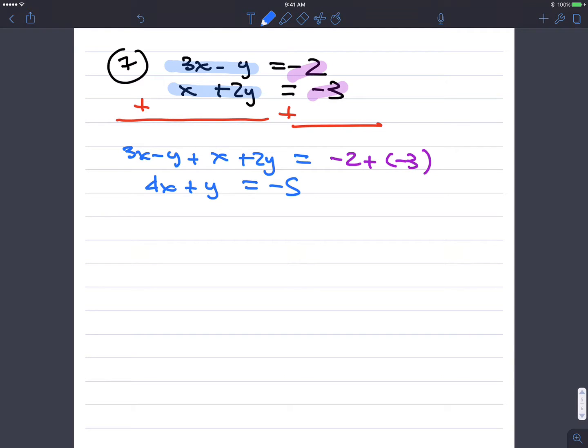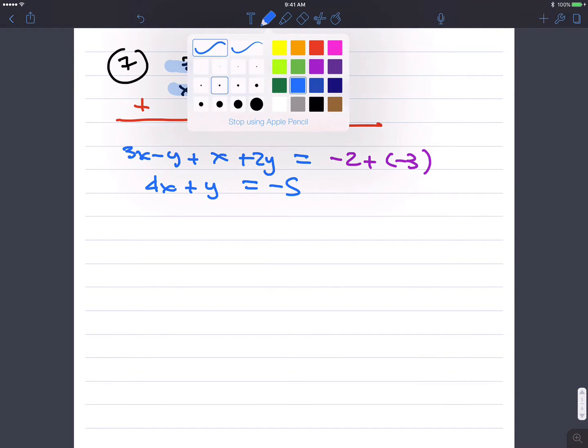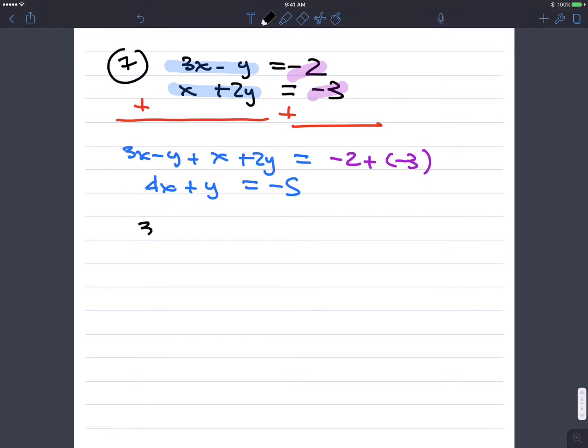Now here's a problem. We didn't get elimination. The x variable wasn't eliminated, nor was the y variable eliminated. We need to eliminate a variable. So we're going to have to start over. Meaning, I have 3x minus y equal to -2. x plus 2y is equal to -3.